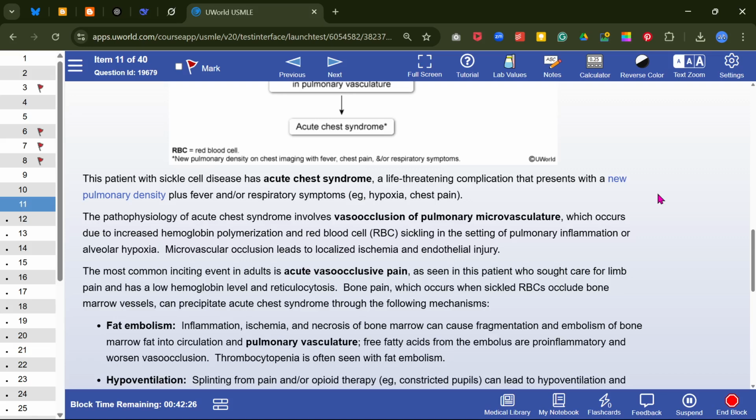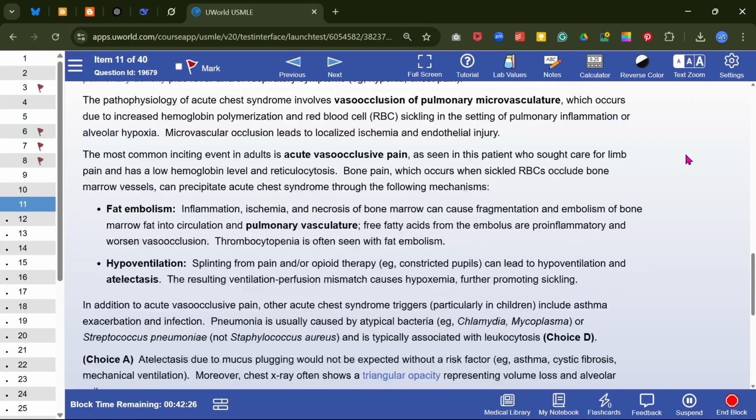Reticulocytosis. Bone pain, which occurs when sickle RBCs occlude bone marrow vessels, can precipitate acute chest syndrome through the following mechanism: fat embolism. Inflammation, ischemia, and necrosis of the bone marrow can cause fragmentation and embolization of the bone marrow fat into the circulation and pulmonary vasculature. Free fatty acids from the embolus are pro-inflammatory and worsen vaso-occlusion.